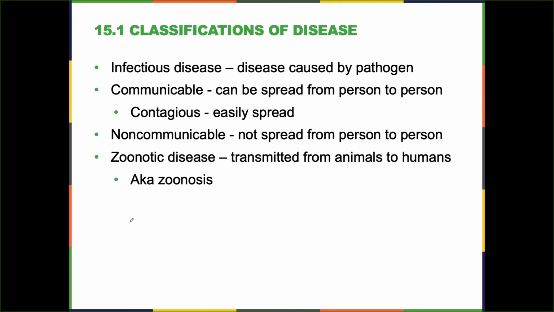Which means they can be spread from person to person. I think of it as when we communicate thoughts from people to people, right? A communicable disease means that it can be spread from person to person. Kind of related to that, but a little different, is this idea of a contagious disease. Contagious diseases are communicable diseases that are spread easily.